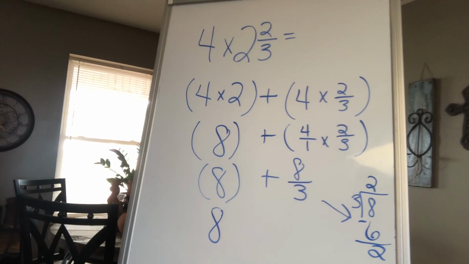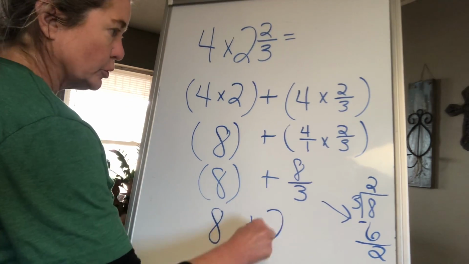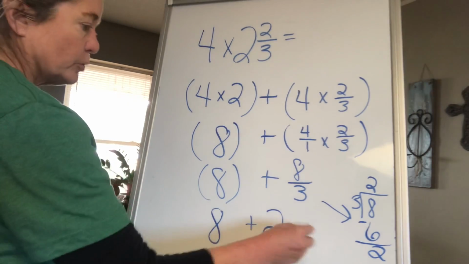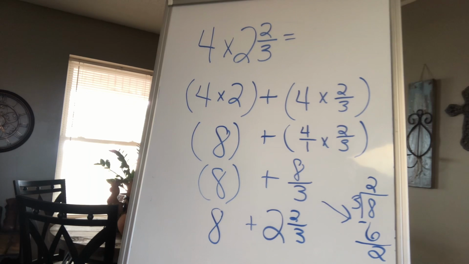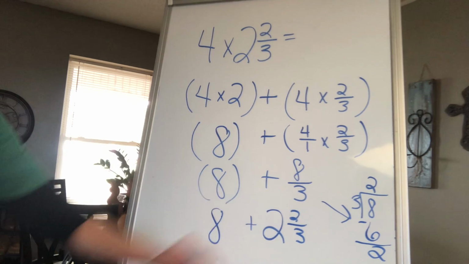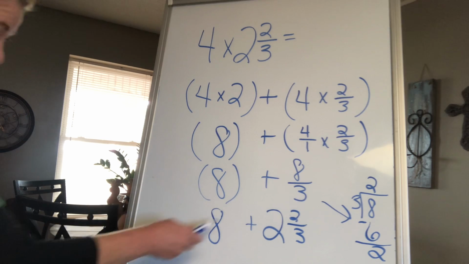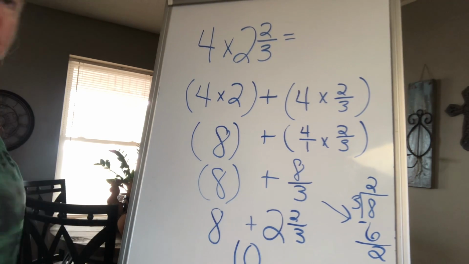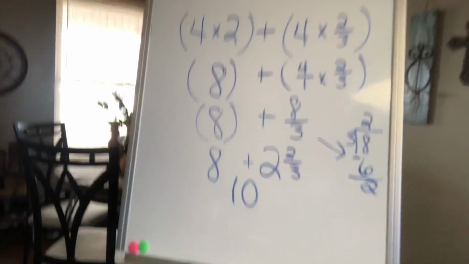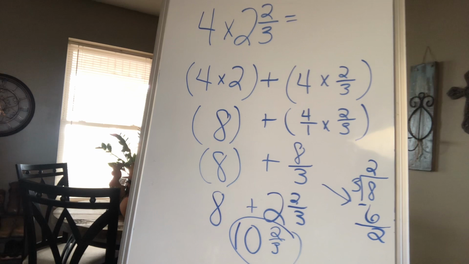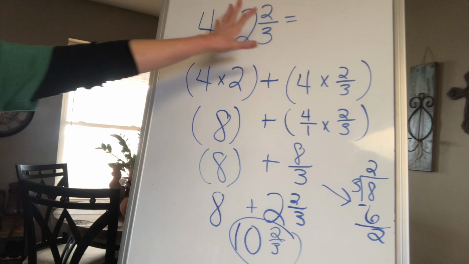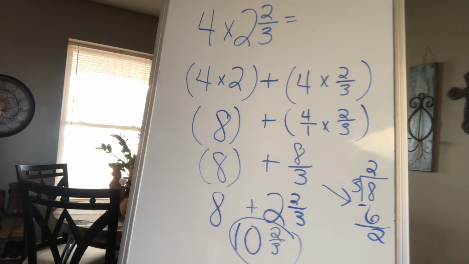There's nothing else to bring down, and 3 won't go into 2, so this is 2 whole ones, with a remainder of 2, and we were working in thirds. So we have 8 whole ones and 2/3. So 8 and 2 whole ones together is 10 whole ones and 2/3, and that's exactly what we got when we calculated the other way, when we changed this to an improper fraction and then multiplied straight across.